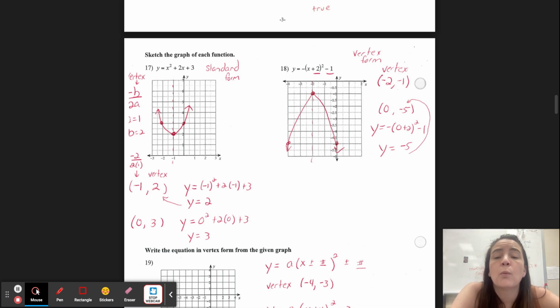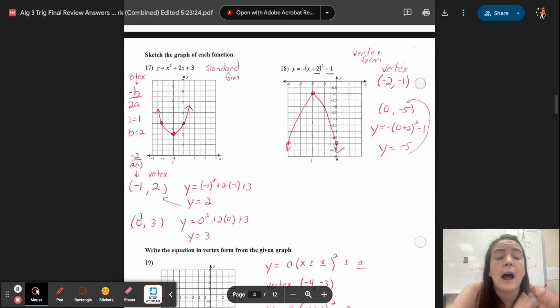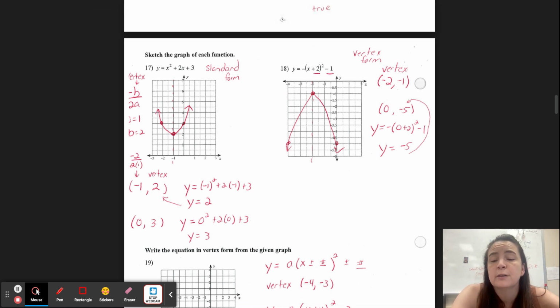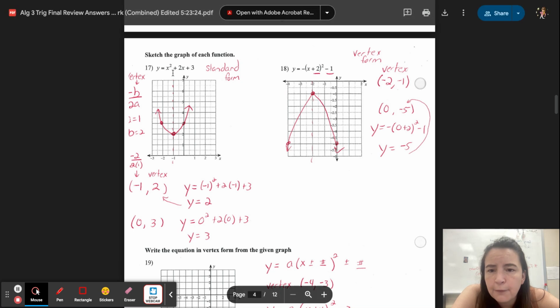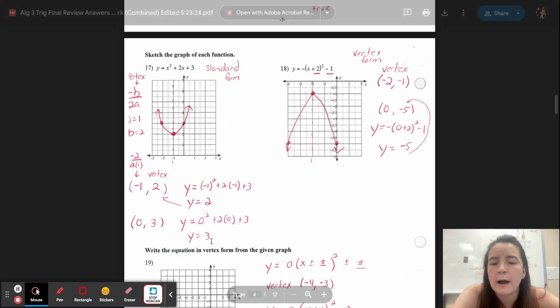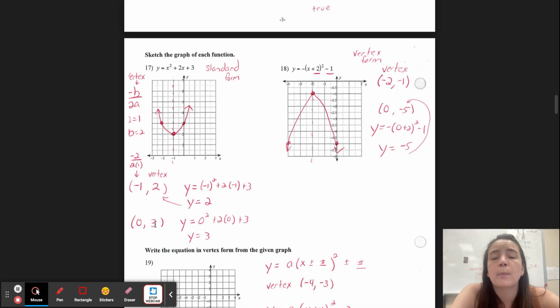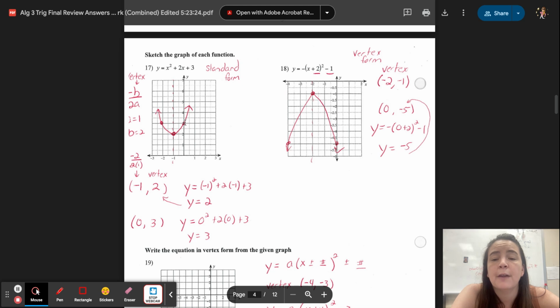It doesn't actually matter what point. So I get to pick a number. My favorite number to pick is 0. You can pick any number your heart desires, but 0 is going to be easy. I plug that in for x here. I figure out what y is. I get y is 3. And that's another point that I'm going to graph. So I graph that right here.